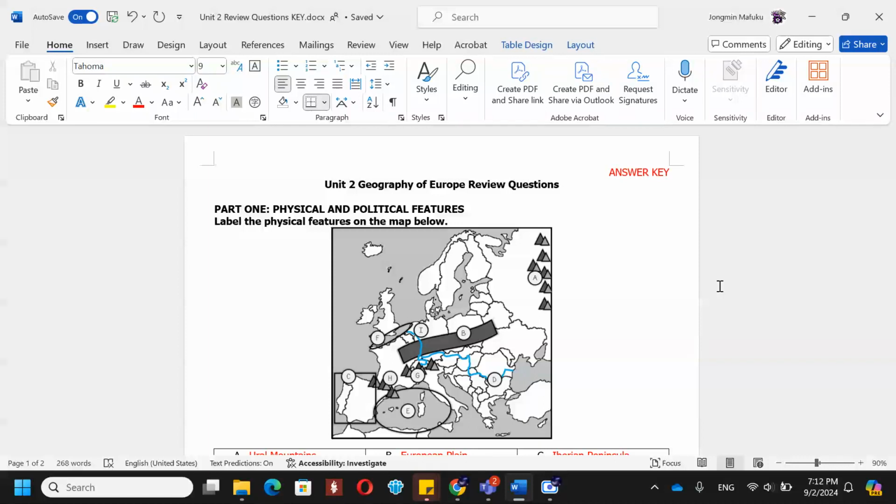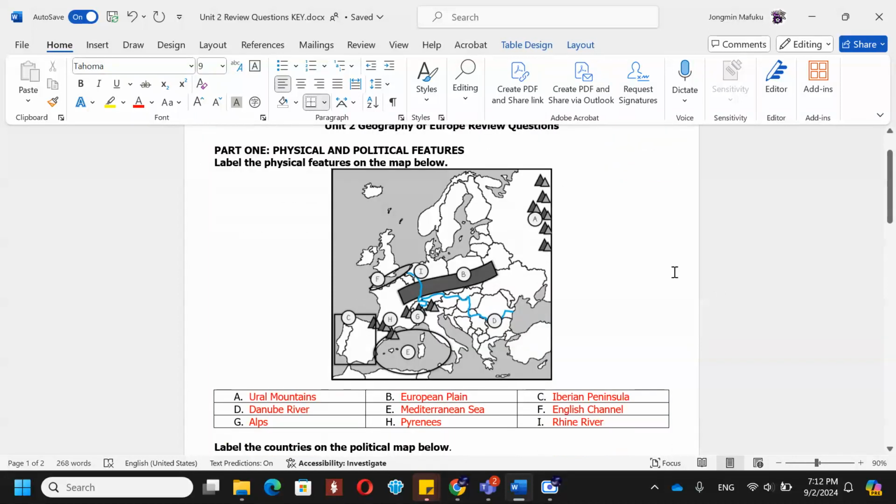For the map, I already put all the answers. You should know, but let's quickly go over it. To start with, A is Ural Mountain. We learned that Ural Mountain is a natural border between European Russia and Asia Russia. We go with B, European Plain. We learned that European Plain is arable and it's a flat land. Arable means fertile, good for farming.